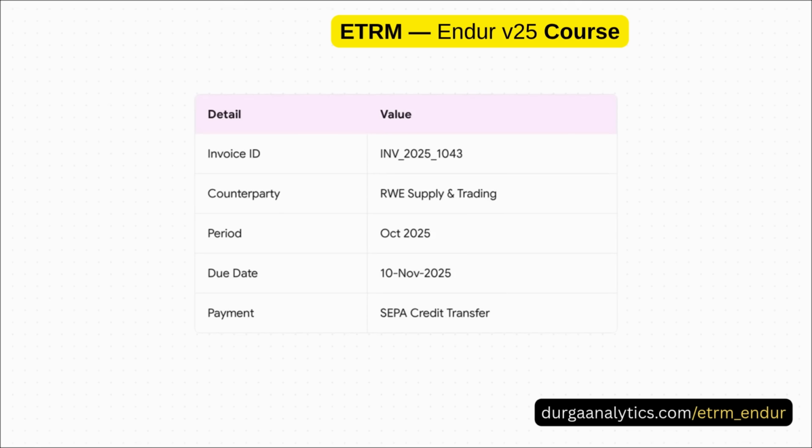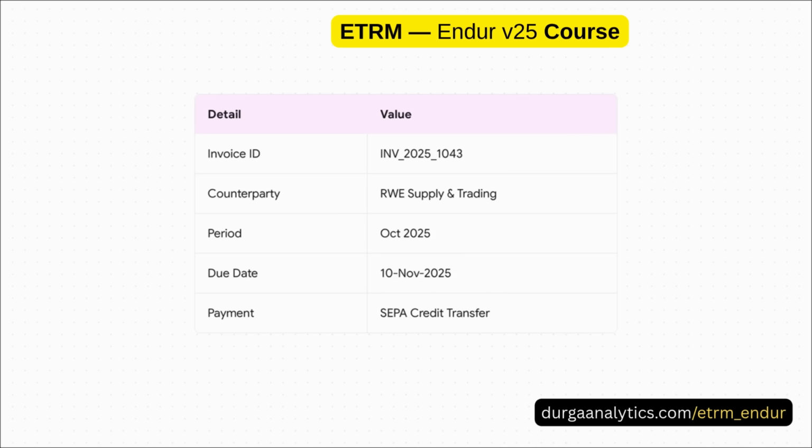So what happens is the system gathers up all the relevant settlement events for a certain period and rolls them into a formal, legally binding invoice. This slide shows a perfect example for a European power forward deal. All the critical info is just automatically pulled from the trade and the counterparty setup. You've got the period, the due date, and the specific payment method required.